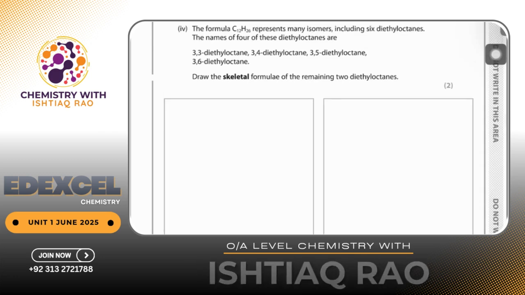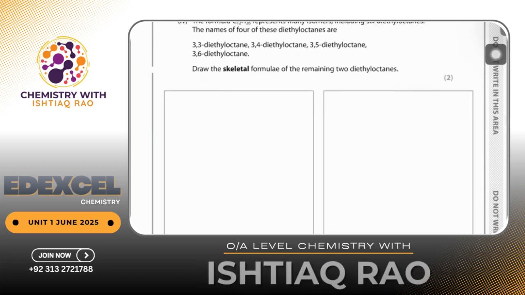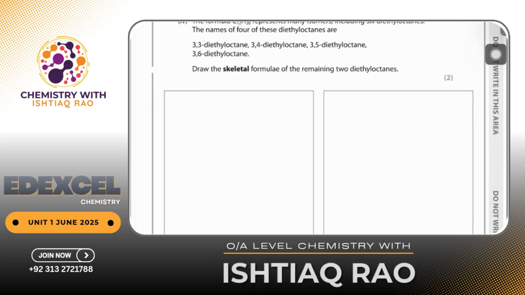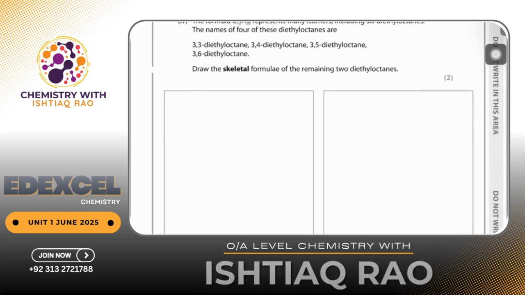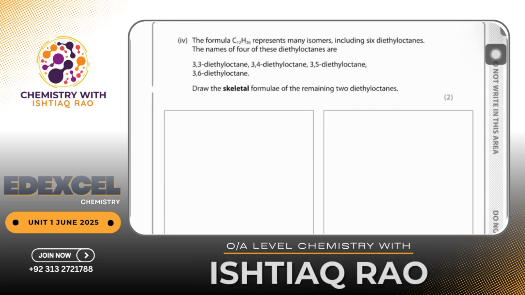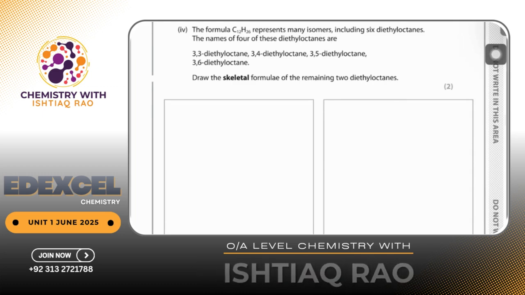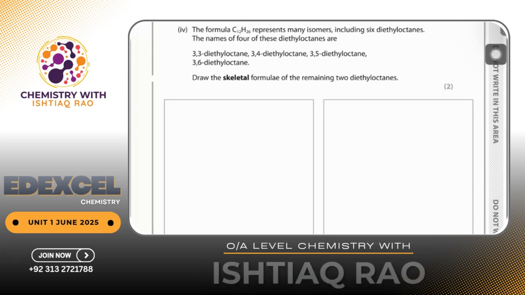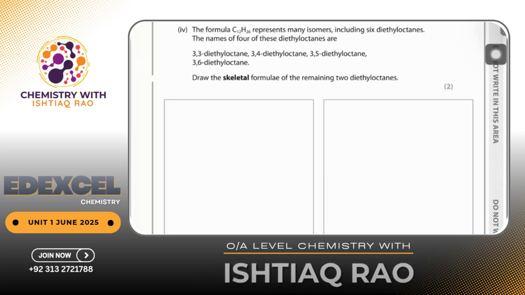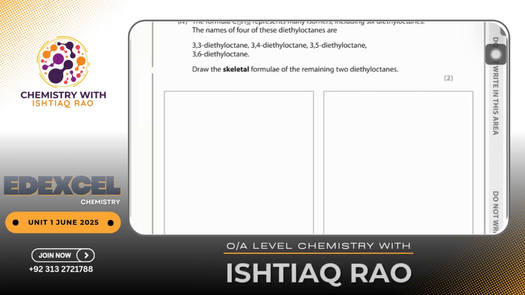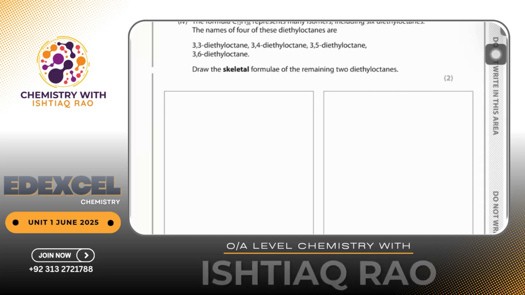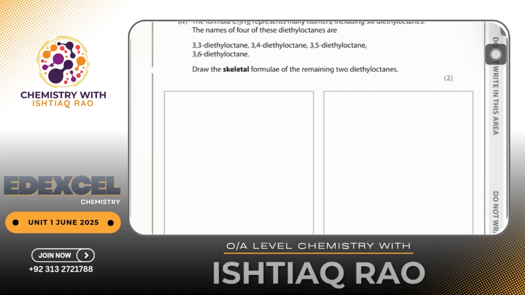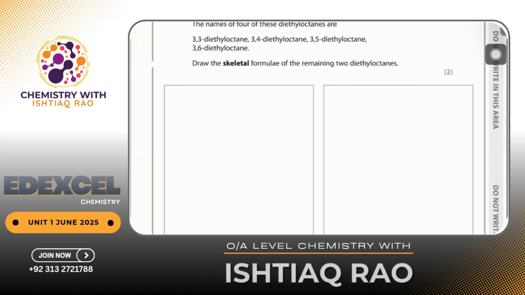It's not like they are being dishonest with the students. They first solve the paper, then see whether the time is suitable for it or not, so they give the questions accordingly. Now you can see this question they are asking. The formula C12H26 represents many isomers, including 6 diethyl octanes. The names of 4 of these diethyl octanes are given. Draw the skeletal formula of the remaining 2 diethyl octanes. So except the ones they have given, you need to write down another one.